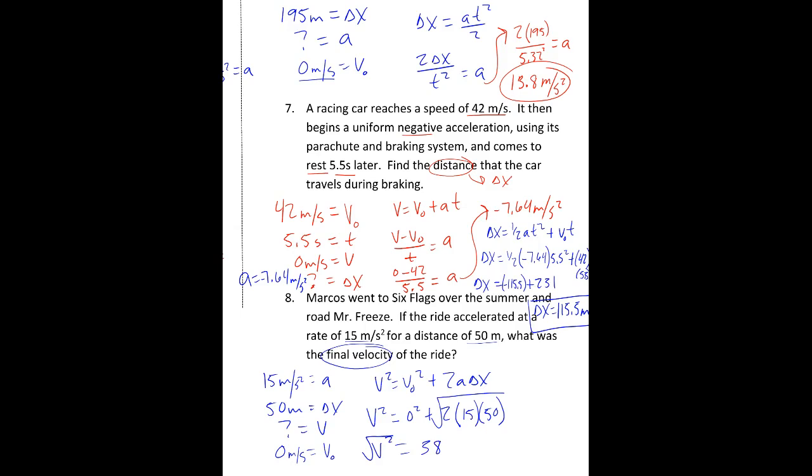38, and how many sig figs do I want? I have 2 here and 1 here. So technically 38.7 meters per second is my answer, but with the correct sig figs, I should only have 1. We're going to round that up to 40 meters per second would be the final correct answer.